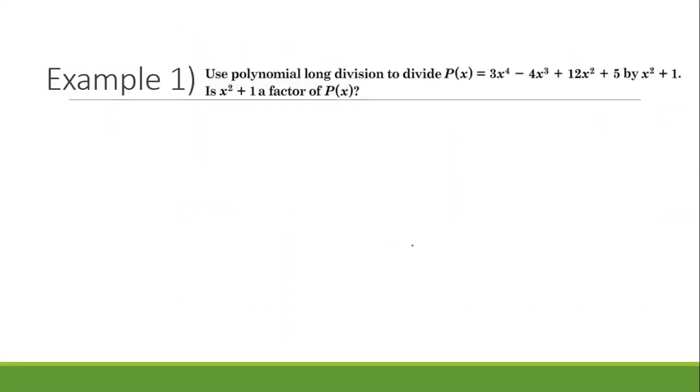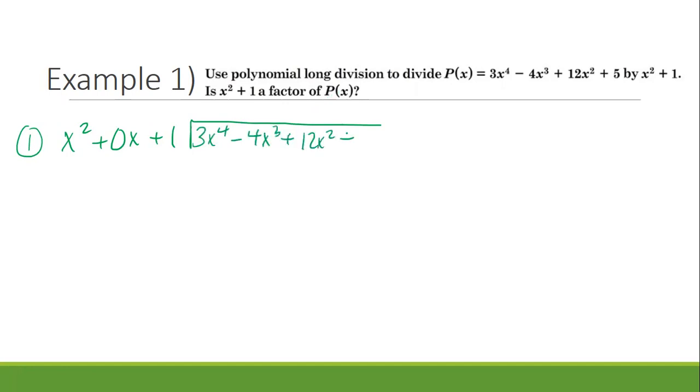So here it says to use long division to determine if the polynomial 3x to the fourth minus 4x third plus 12x squared plus 5 has the factor of x squared plus 1. So we're going to still do the same thing. We're just using long division. So we're going to set it up. So that's x squared plus 0x plus 1 divided by 3x to the fourth minus 4x to the third plus 12x squared plus 0x plus 5. Again, notice how I put my fillers in for my missing terms. And we're going to start our process.